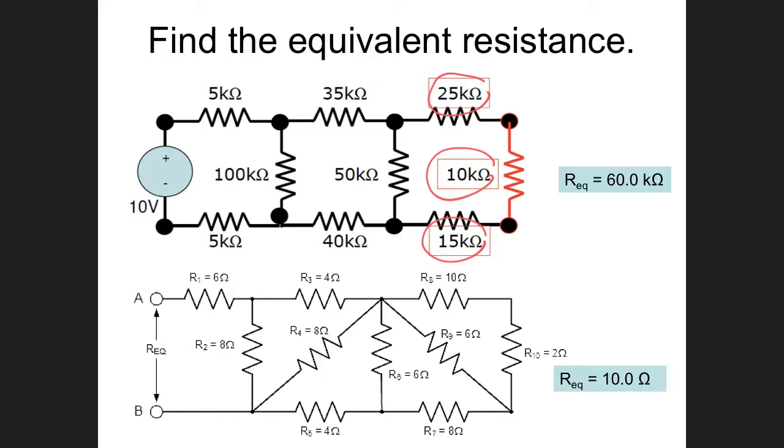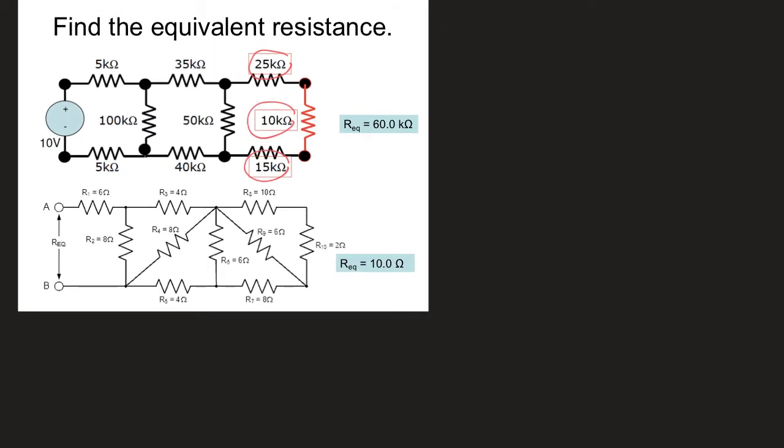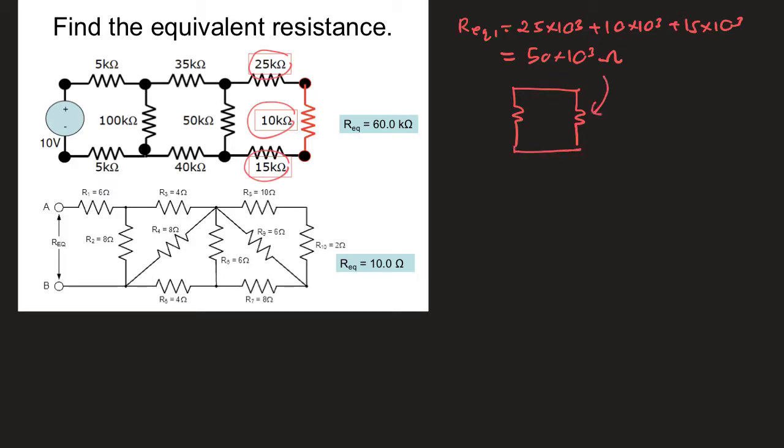Okay, so the combination of 25, 10 and 15 is going to provide you with R equivalent 1, which is 25 × 10^3 plus 10 × 10^3 plus 15 × 10^3, which is 50 kilo ohm. Okay, so this combination is going to be R1. The combination here is in a vertical position. So this is the combination of 25, 10 and 15, which is going to be parallel with the 50 kilo ohms. So you solve this first.